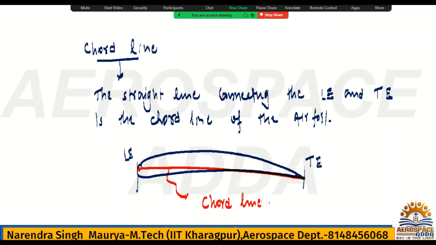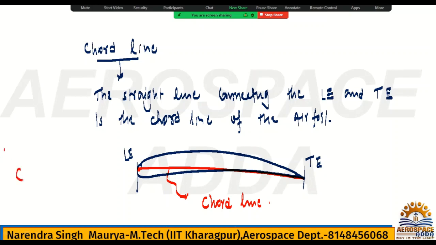The chord line can go away from the surface also. Doesn't matter. Don't think of it like the camber line, which should be inside the surface, I mean between the upper and lower surface. But for the chord line, it is not required. If there is more camber, then definitely the chord line will go out of the surface also.